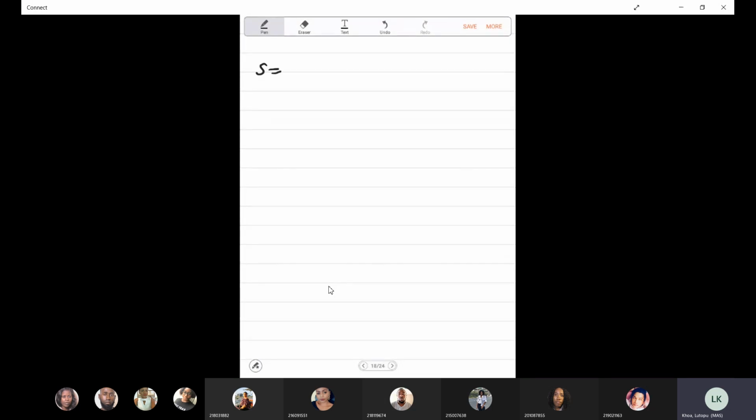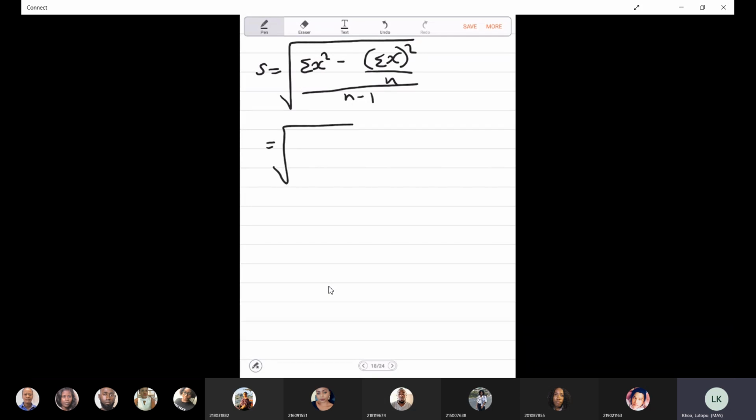This is equal to a big square root, the sum of the squares. So I square each of the values, then add them together, and then I subtract the sum of all the x's squared divided by n, and this is all divided by n minus 1. Okay, and then you substitute the values in your big square root.